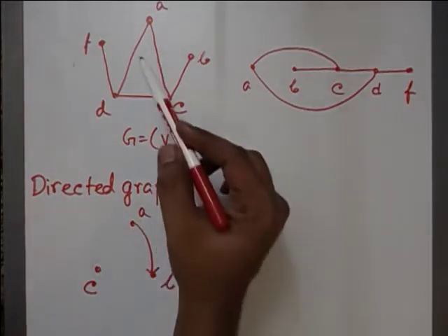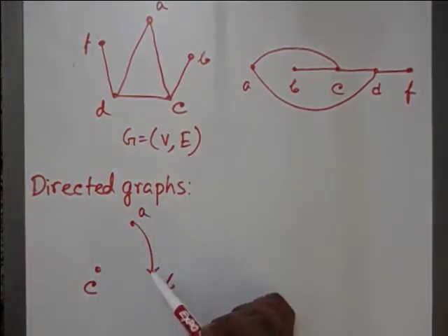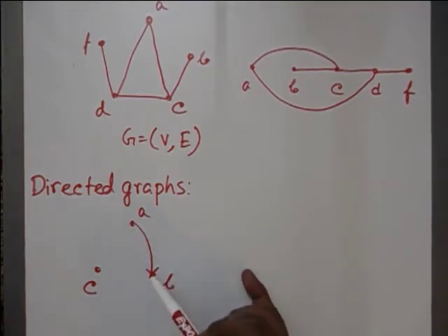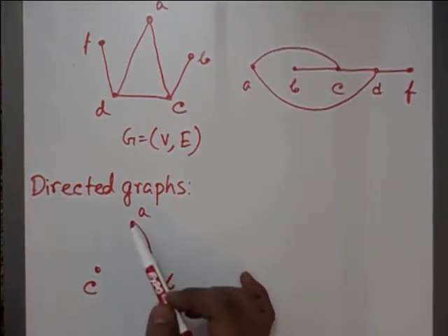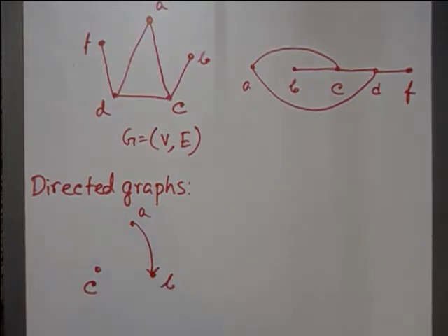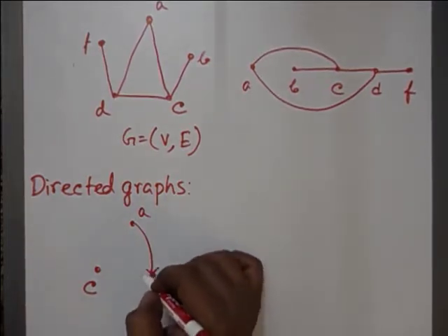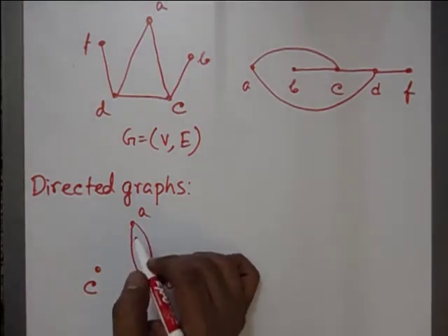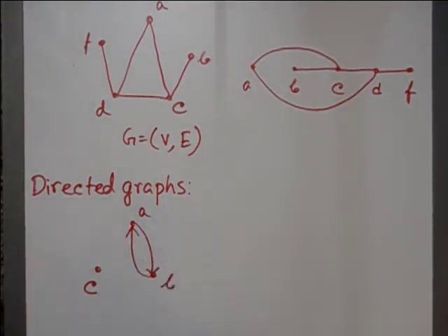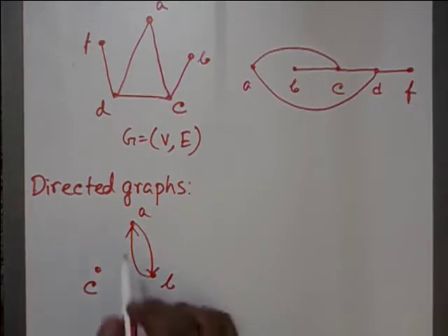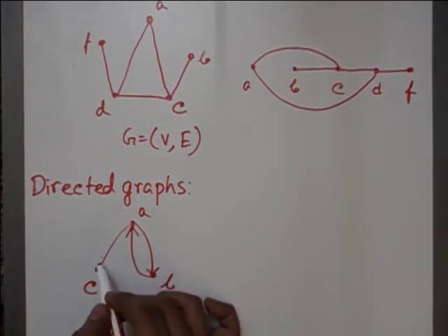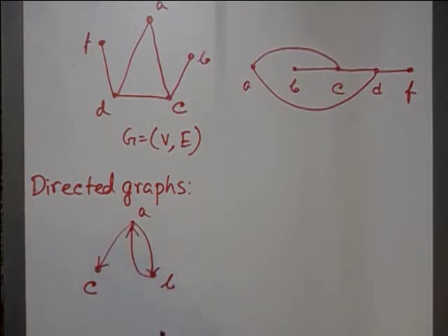So that's the difference between undirected graph and directed graph. Every edge has a direction. So AB is represented as an arrow from A to B. Next one is BA, B to E, then AC, and the other one is CB.